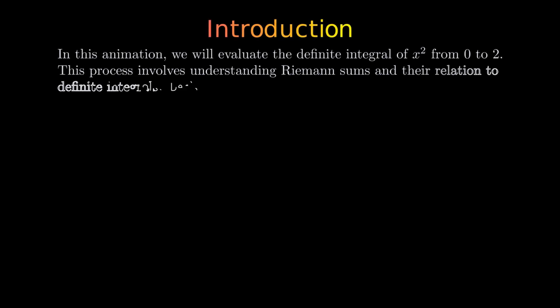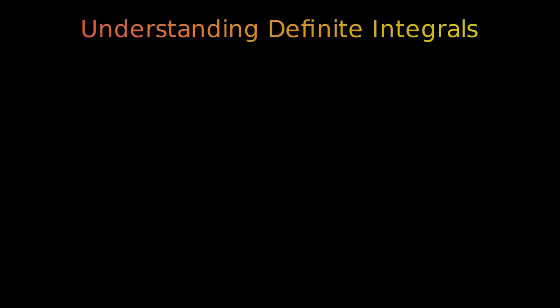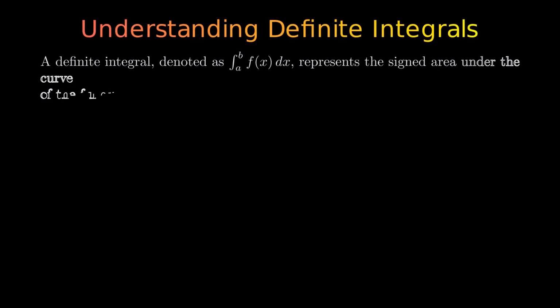In this animation, we will evaluate the definite integral of x squared from 0 to 2. This process involves understanding Riemann sums and their relation to definite integrals. Let's dive in. A definite integral represents the signed area under the curve of a function between two limits.